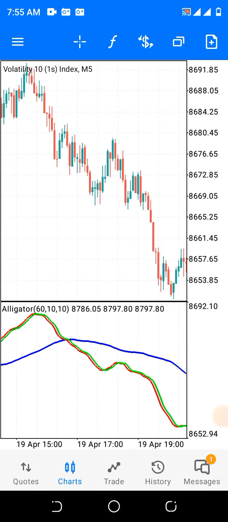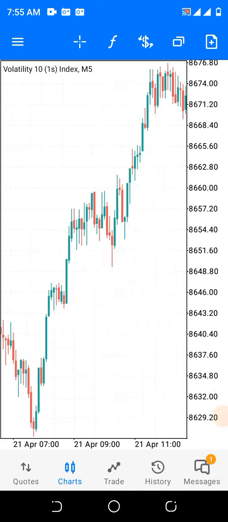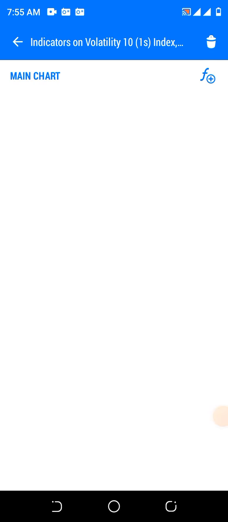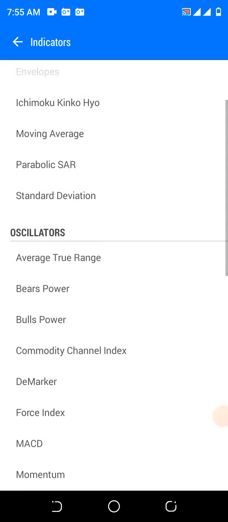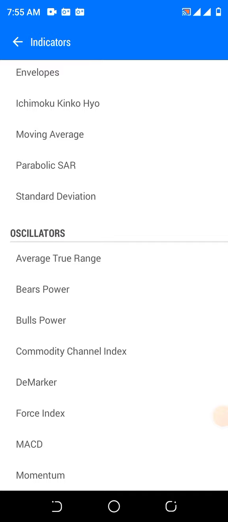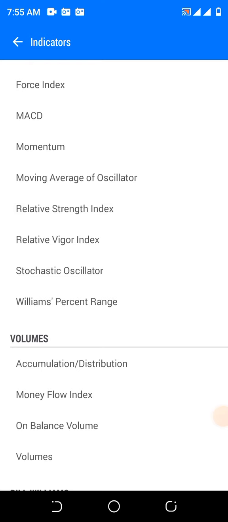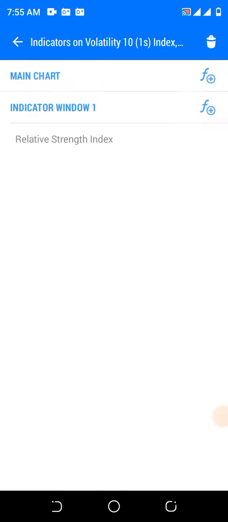Before we proceed, let me show you how to set up the Alligator indicator. First, let me delete this current indicator. This is the naked chart. First thing you need to do is go to F, then click on F blocks. For your Alligator indicator to stay separate, you need to insert RSI first, the Relative Strength Index.